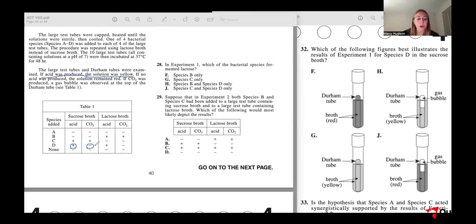And then because no CO2 was produced, there will not be a gas bubble. So we are just looking for the setup that is yellow without a gas bubble.